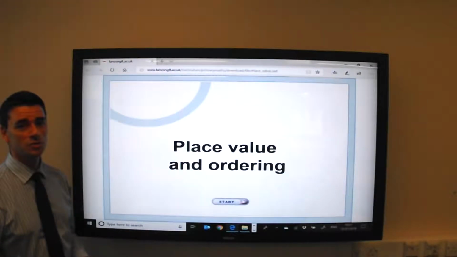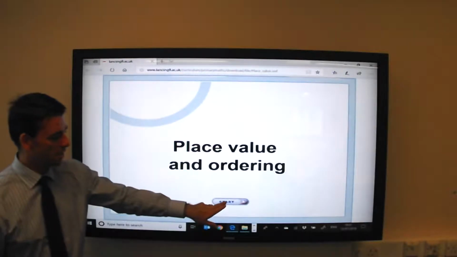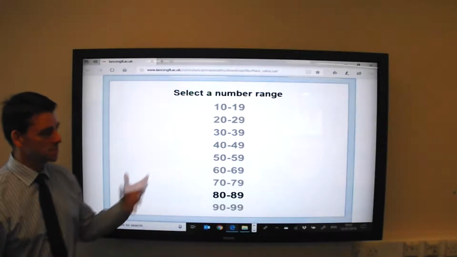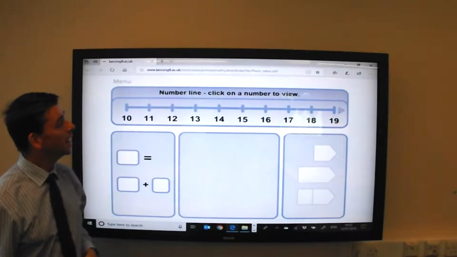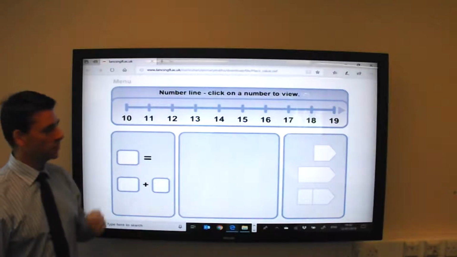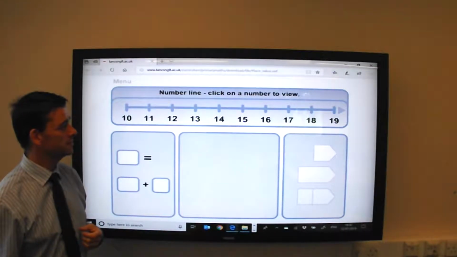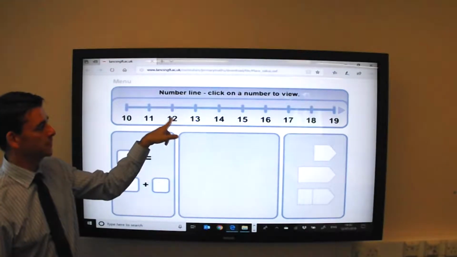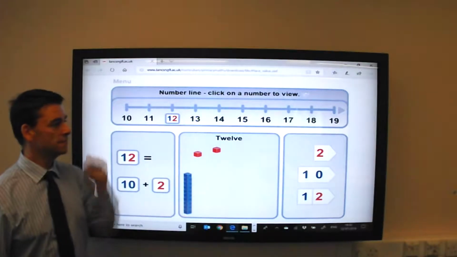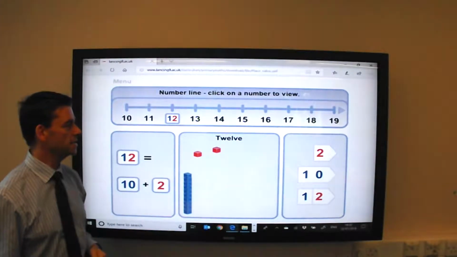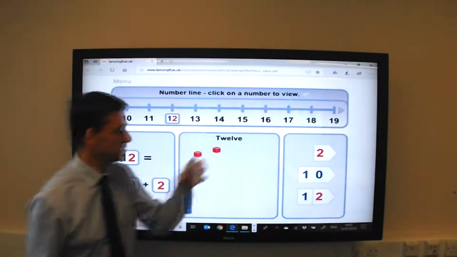So, place value in ordering. As you can see from the web address, it's hosted on our website, and then we'll start the application. Select a number range that's appropriate for autumn term, year 1, and here we've got a number of spaces where we will see a number represented in different ways. So what number shall we have a look at? 12. Here we can see the position of 12 relative to the other numbers, 10 to 19. We can see that it's closer to 10, further away from 19 and so on.